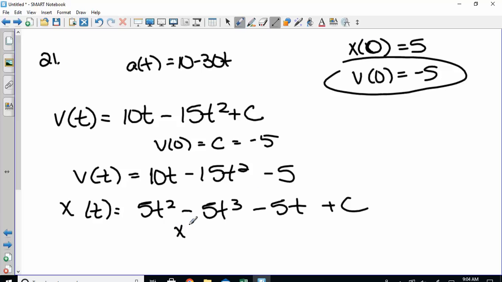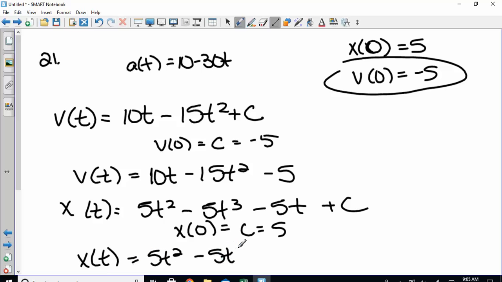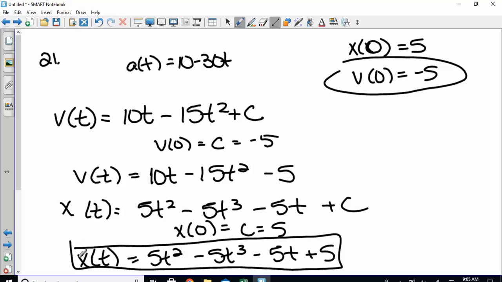We know that when t is 0, this has to equal 5. So the actual position function is 5t squared minus 5t cubed minus 5t plus 5. And you could reorder those terms if you wanted, but it's not required.